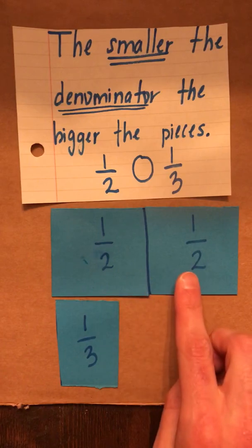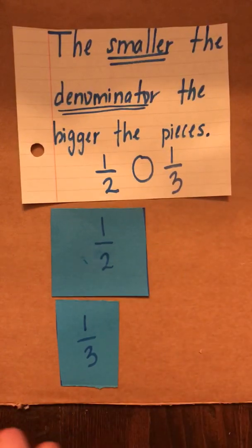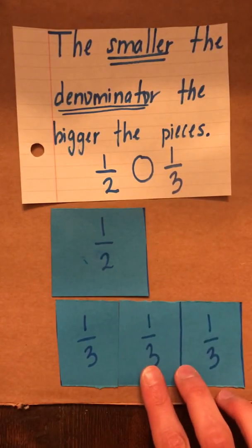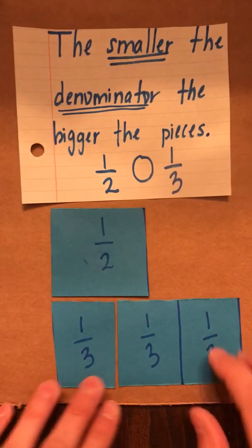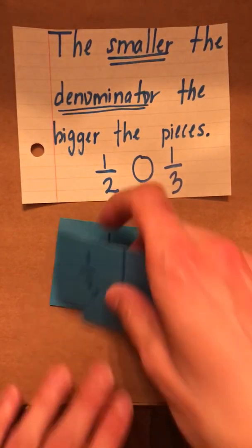So each piece is going to be bigger than if I took my whole and I broke it up into 3 pieces. It's the same idea as if you had one candy bar and you had to split it with yourself and one friend, or if you had the same candy bar and you had to split it between yourself and 2 friends. So that's a really important rule to remember as we work through our workbook pages today.